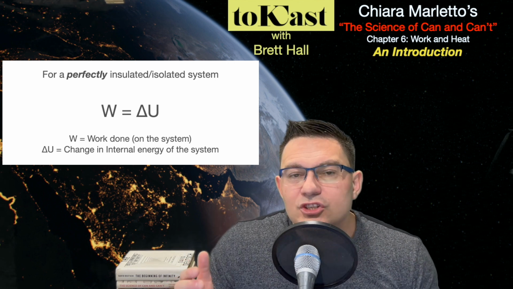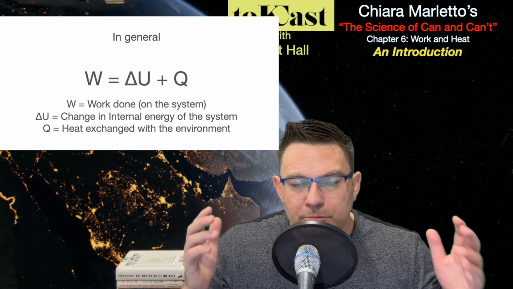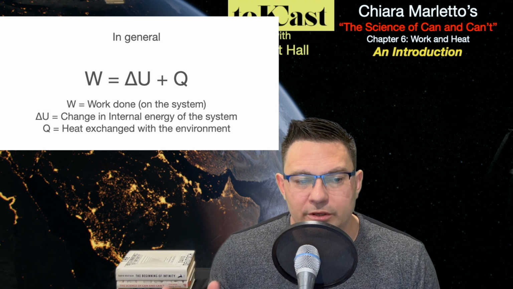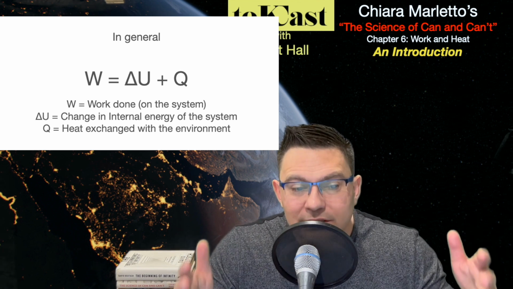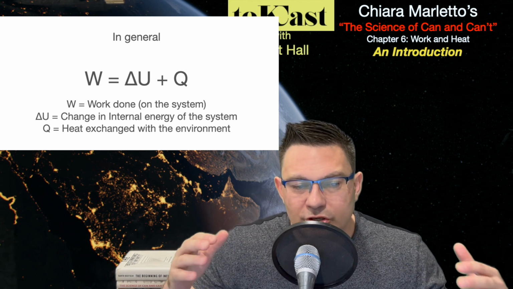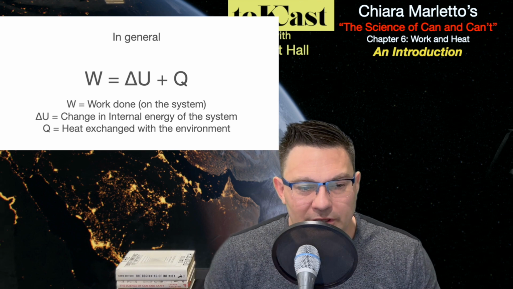Of course, if it's not perfectly isolated, then W equals delta U plus Q, where Q is the energy transferred as a consequence of heating. So that is the first law, that the work done is equal to the change in internal energy, but plus heat, the heat lost to the environment, let's say.